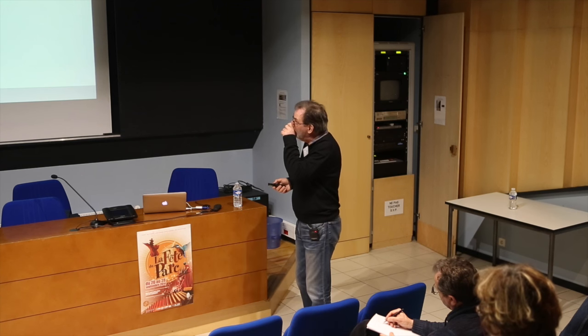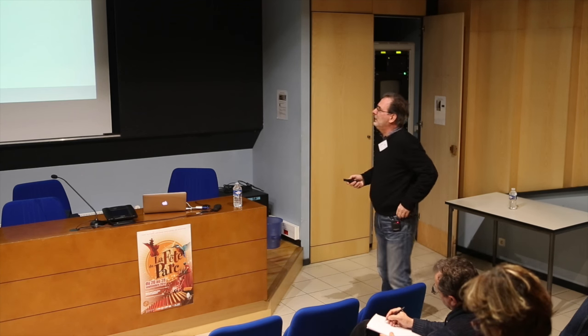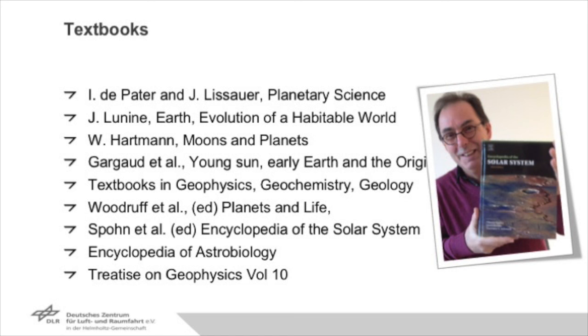I wanted to give you a few textbooks that I at least find interesting in the context of planetary sciences, planetary geophysics, and astrobiology. This is only a subset of what's available, but if you want a recommendation, then maybe Imke de Pater's and Jack Lissauer's book I find very interesting. Also, Jonathan Lunine's Evolution of a Habitable World. It's more geophysics, not so much planetary, but it still discusses astrobiology. Bill Hartmann's Moons and Planets is a classic in this field.